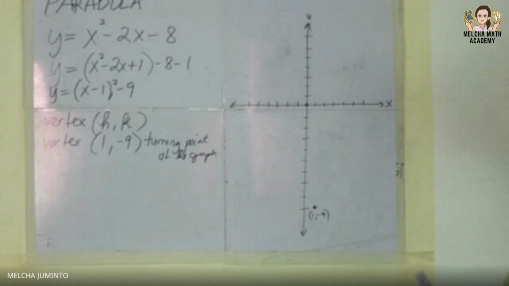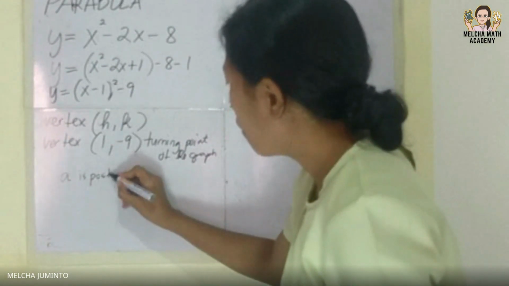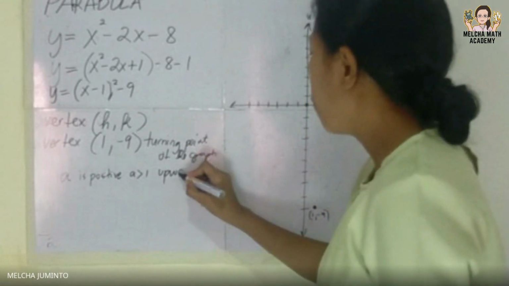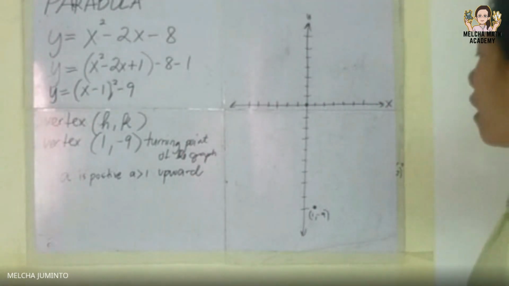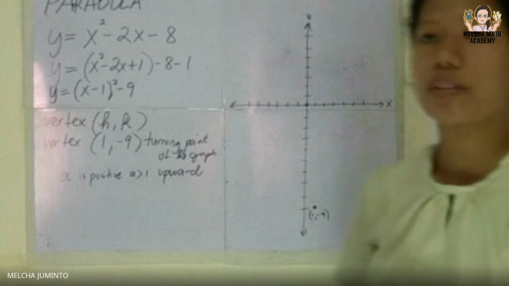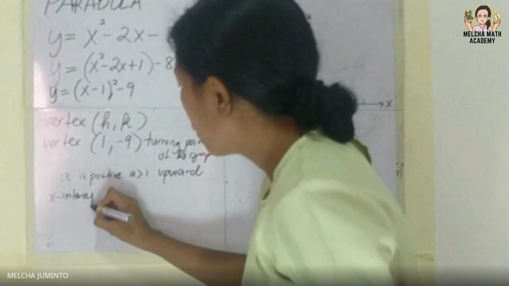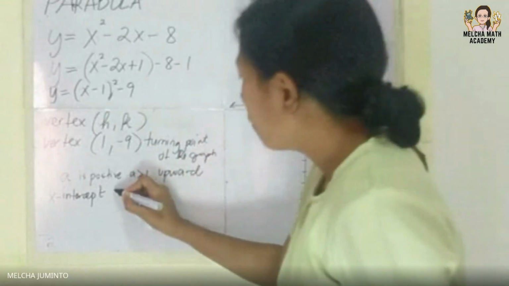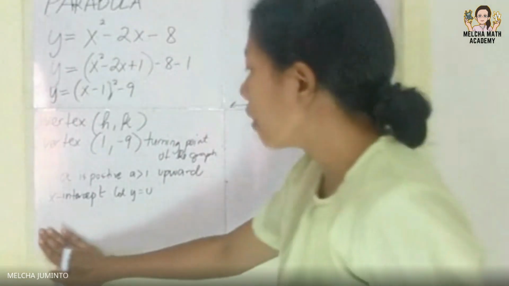That is the vertex. Now, since a is positive, or a is greater than 0, that means the graph will open upward. And then we need to find the x-intercepts. The x-intercept is the point along the x-axis where the graph will cross. To get the x-intercept, let y equal 0.